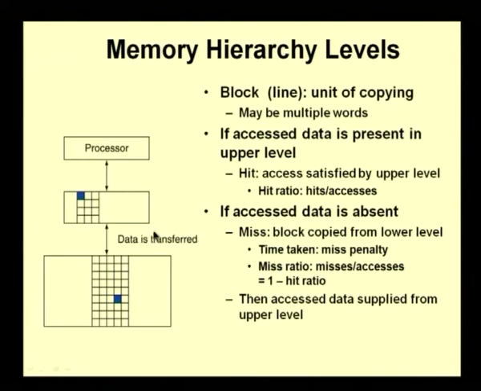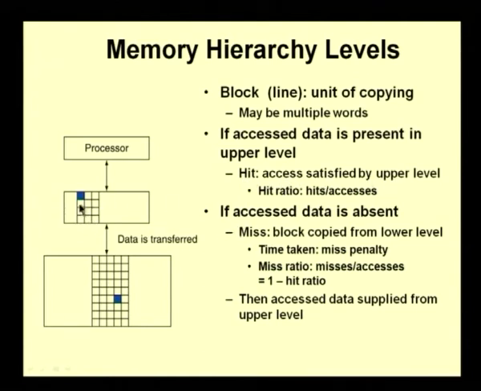When a processor is accessing data, it will first check in the higher level of the hierarchy, the one closest to it. To understand things, let's say my processor is here, this is the cache and this is the main memory. The processor will first check in this upper level, which is the cache. If the data is present in the upper level, we refer to that as a hit. A hit indicates that the access is satisfied by this upper level.